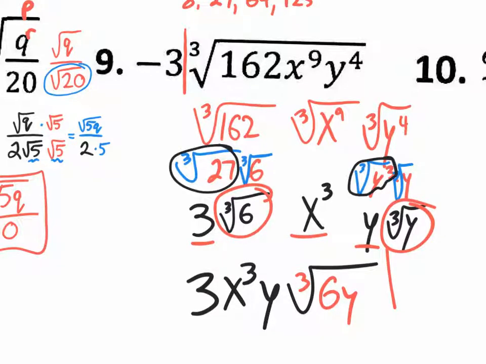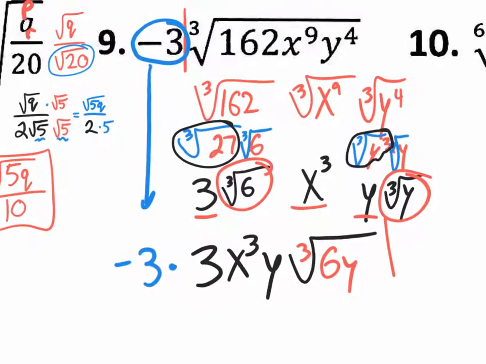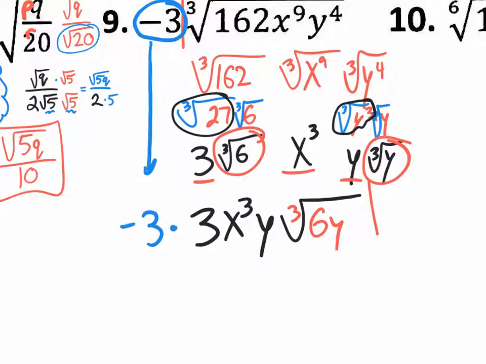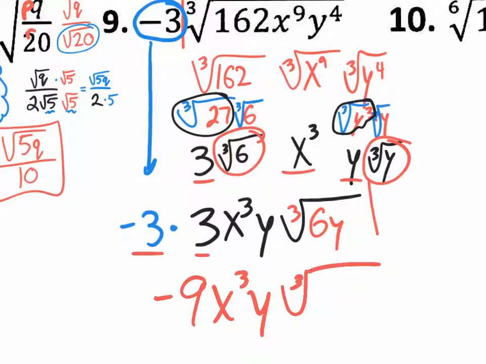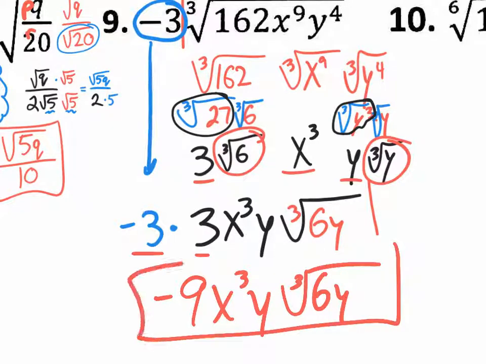So that seems like our answer, but it's still not our final answer because I forgot that there's this negative 3 that I need to multiply by out on the outside. So we need to bring that down, multiply it by negative 3. So our final answer, number 9, would be negative 3 times 3. That's negative 9 x to the 3rd y, cube root of 6y.